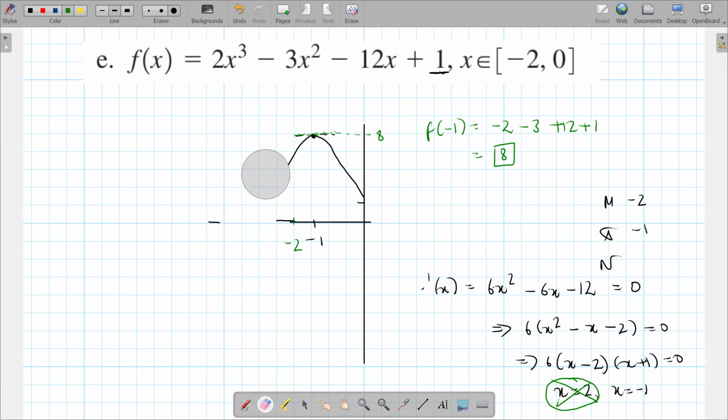So we're only interested in this little box that we have. And in this box, we know at -1 there's a turning point, and we know that's going to be our absolute max. What about the absolute min? Where does it look like it is? Is it at -2 or 0? 0, and that's the answer to this question.